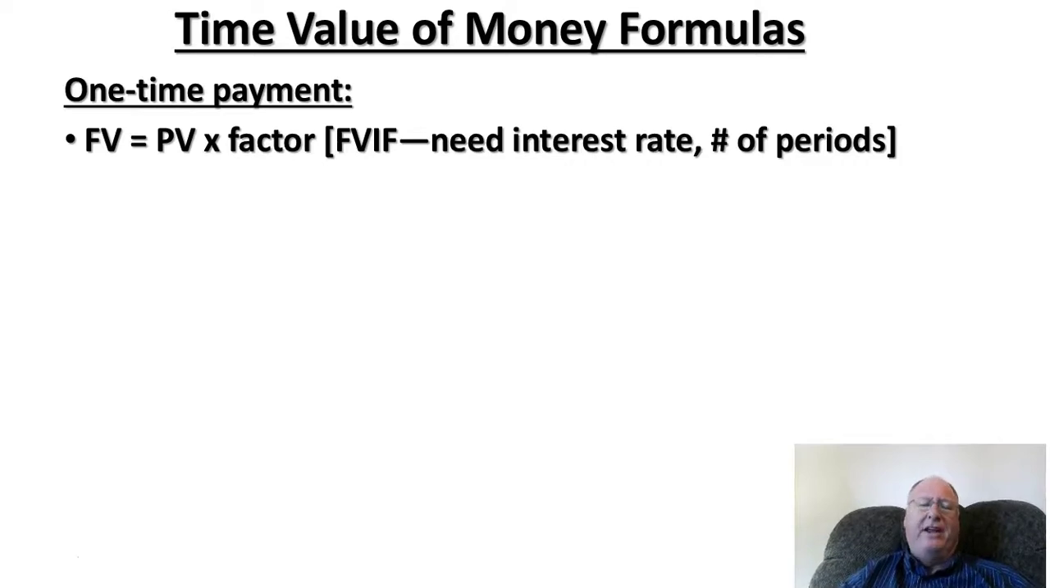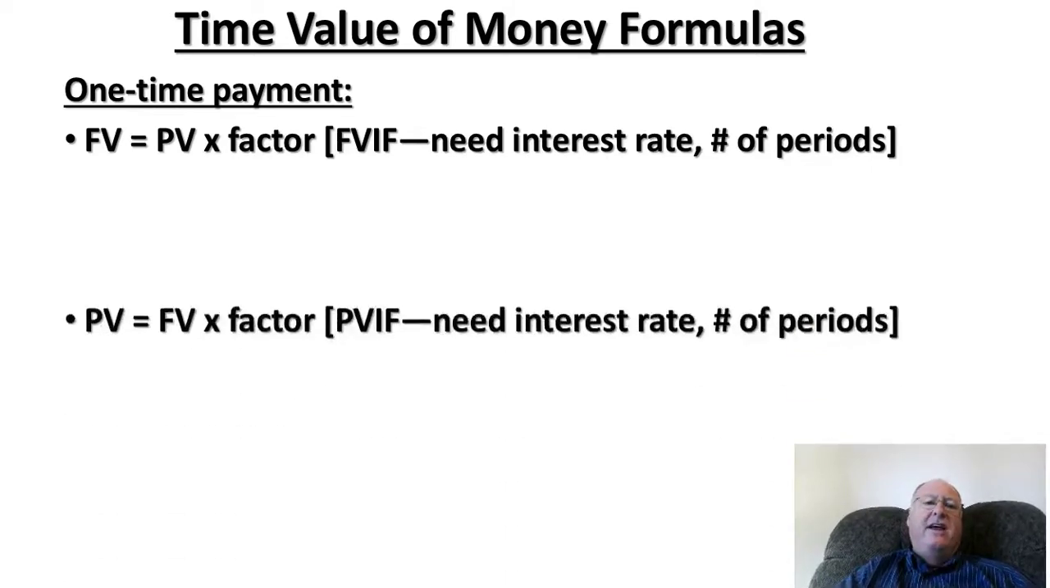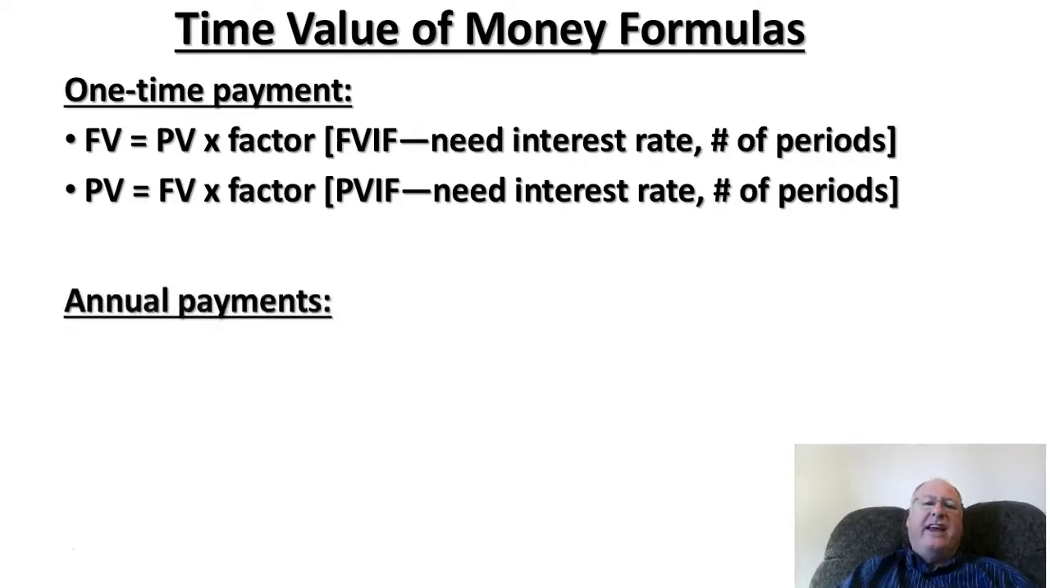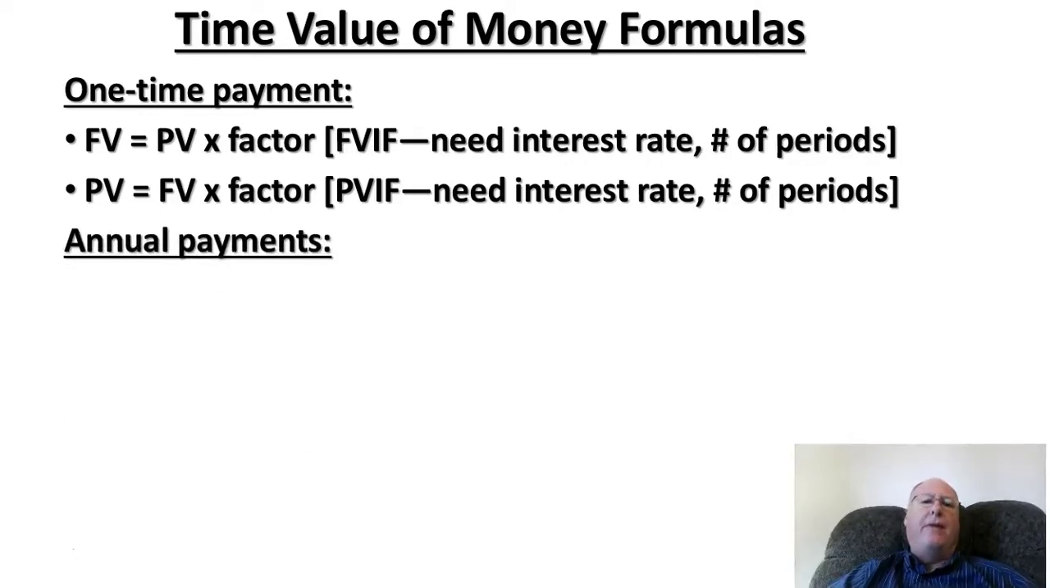The second kind of payment is when you're going to receive some payment in the future, and you want to know what that payment is worth today. There's a formula for that, the present value, which is the future value times a factor. Either you receive a payment today and are trying to figure out how much it's going to be worth in the future, or you're going to receive a payment in the future and are trying to figure out what it's worth today. That's one category.